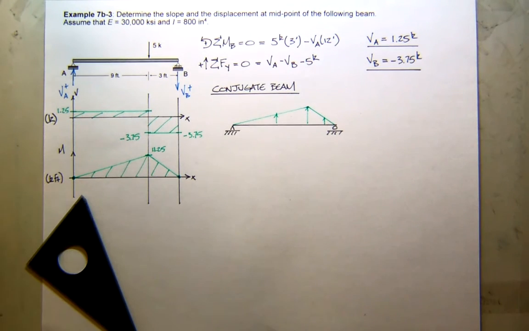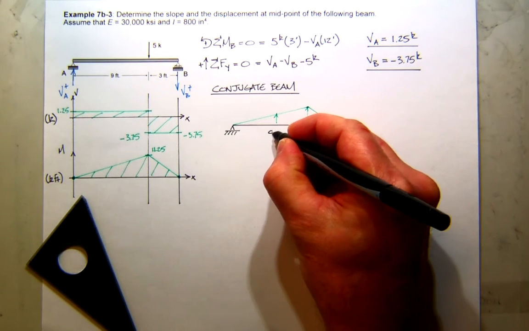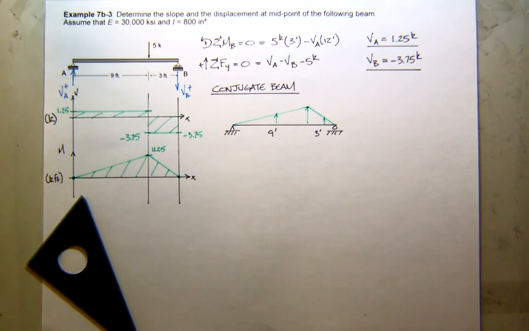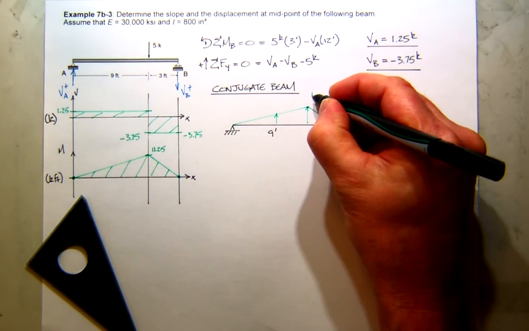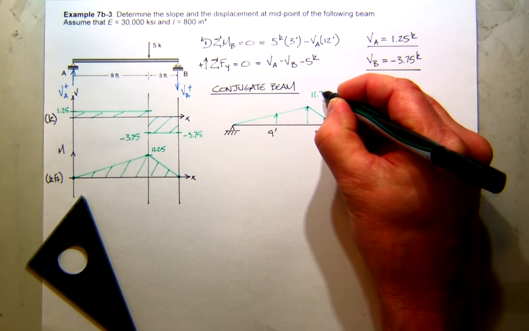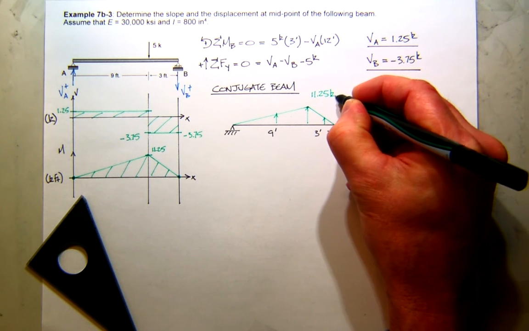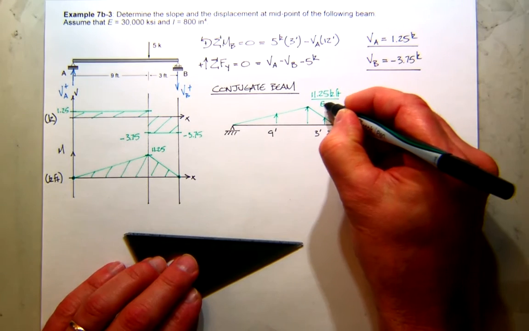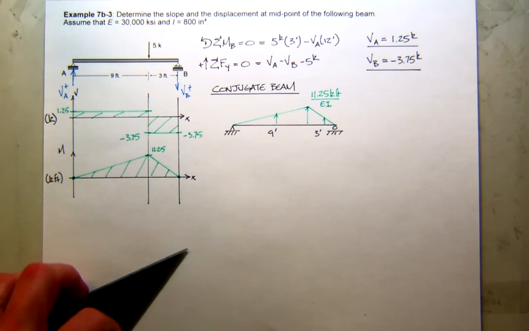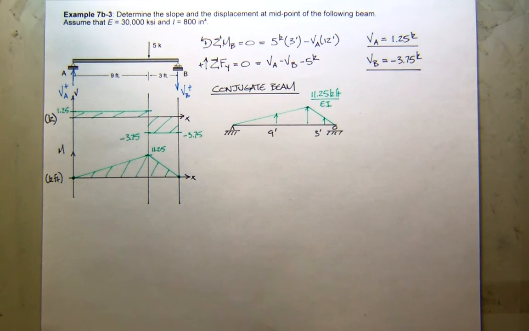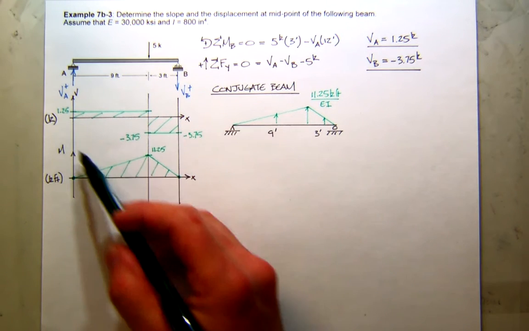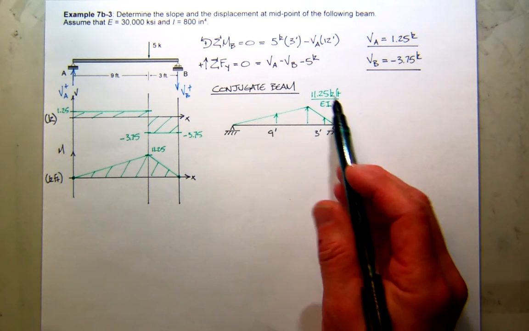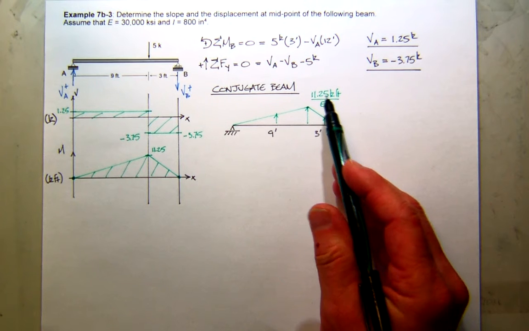We put some dimensions on here. So remember, this first part is 9 feet. Last part is 3 feet. And the intensity of that is going to be 11.25, and that's kip feet. And now we're going to divide it by E and I. And that's the problem we have to work. So we've transformed our original problem into a conjugate beam problem with the loading equal to moment divided by EI.